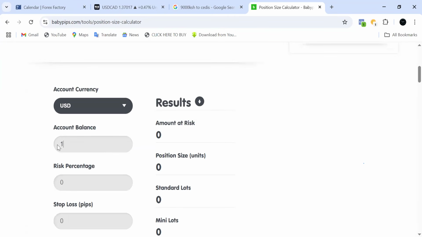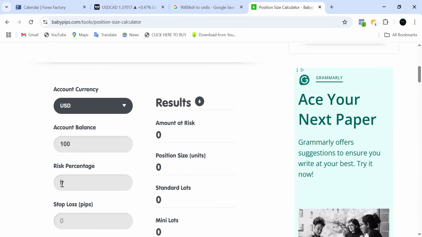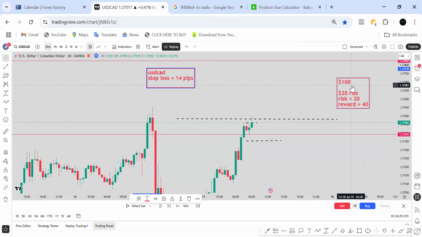So the account size is going to be $100. With the $100, the $20 you set as your risk, what is it percentage-wise? If you want to get a percentage, 20 divided by 100 times 100 is going to be how many? So sorry, 20%. 20 divided by 100 times 100 is 20. So your risk percentage is 20%.